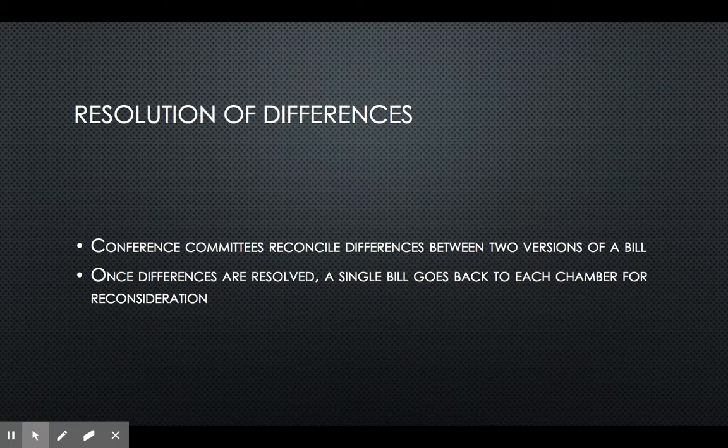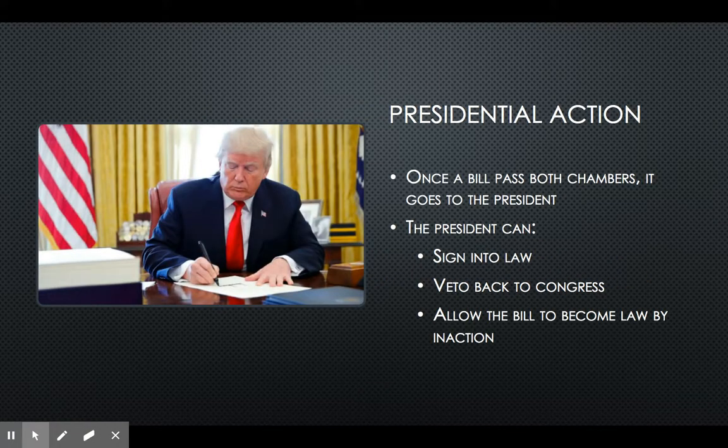So once a piece of legislation is voted on in the House and the Senate, it will go on to one of those conference committees that we've already talked about to reconcile the differences between the two versions of a bill. So remember, in order for a bill to go on to the president to be signed into law, it has to be the exact same bill. Okay? So that is why conference committees are important. So once those differences are resolved, a single bill will go back to each chamber for reconsideration and they'll vote on it again.